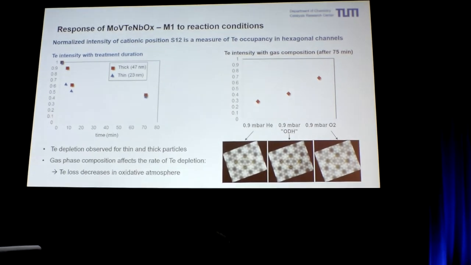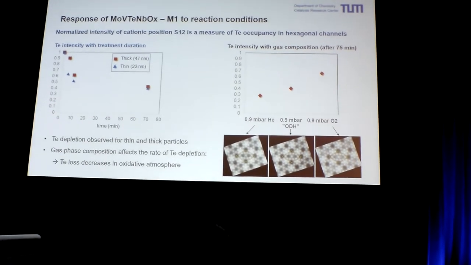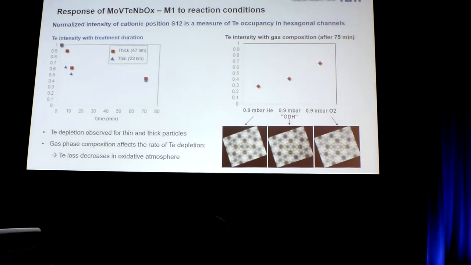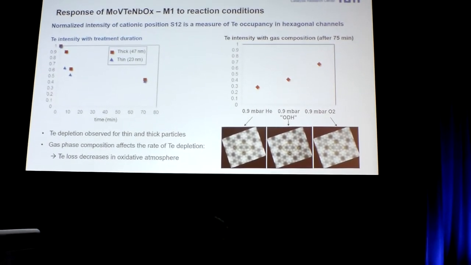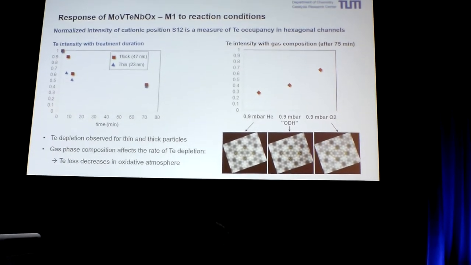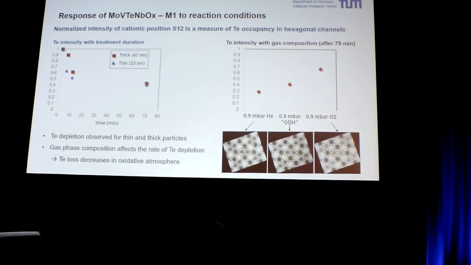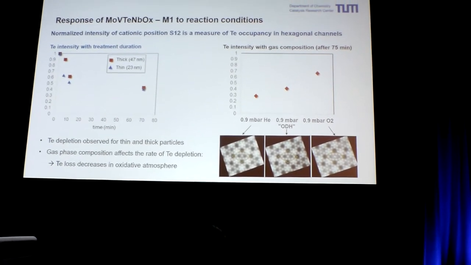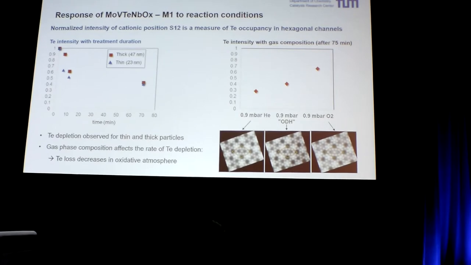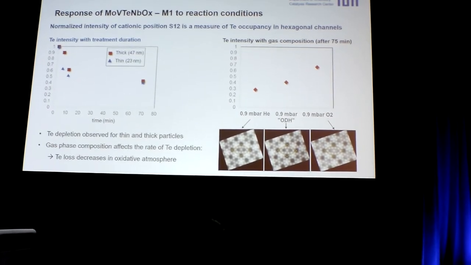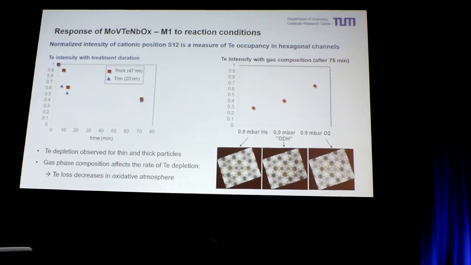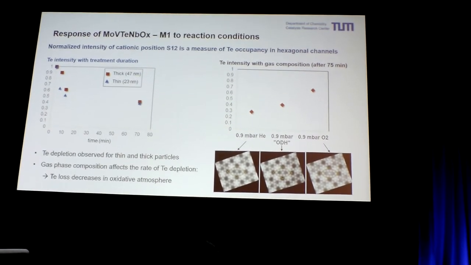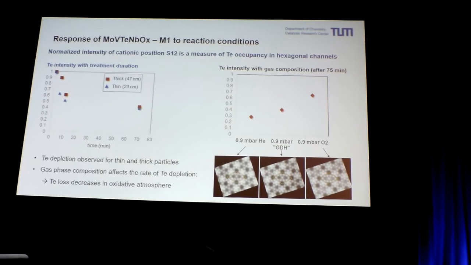So we tested this phenomenon for different particles. We see that the relative intensity of the tellurium in this position decreases with time under this ODH mixture, regardless of the thickness of the particle. And we also tested under different gas compositions. For instance, under oxygen, this tellurium intensity decrease was less pronounced, while in ODH, where we are in slightly reducing conditions, it is more important.